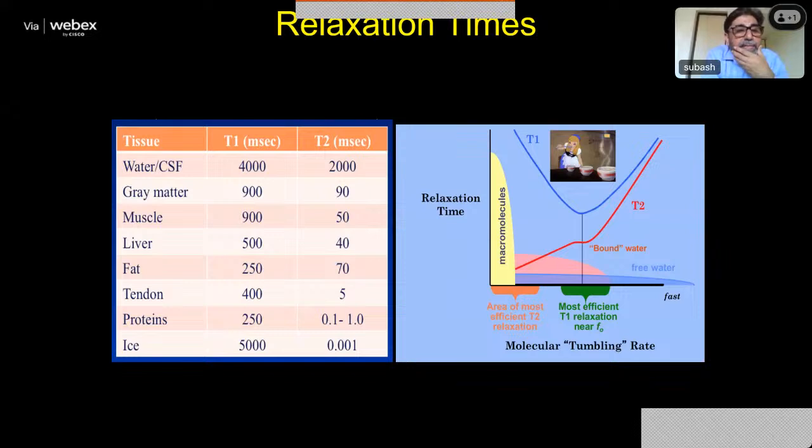You can see on the left hand side water, gray matter, muscle, liver, how different they are in T1 and T2 relaxation times, which causes them to have different contrast on the MR images. You can see ice, which is water in solid form, has a T1 of 5000 milliseconds, while its T2 relaxation is just 0.001 millisecond. You can see how short a T2 time it has. So it is very difficult to produce images from constituents which have very short T2 times, particularly the bone.